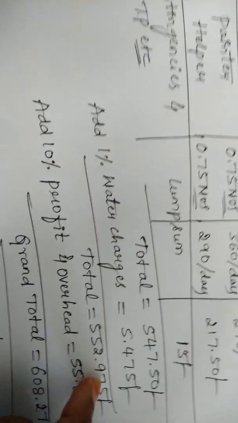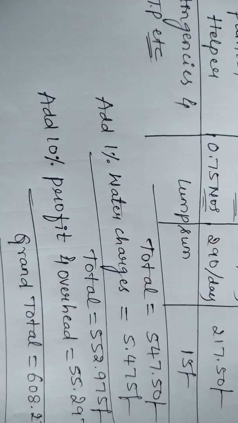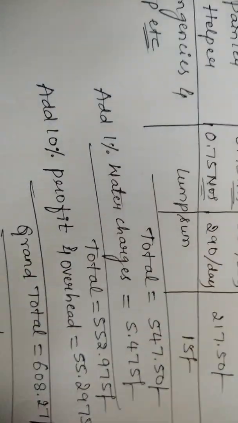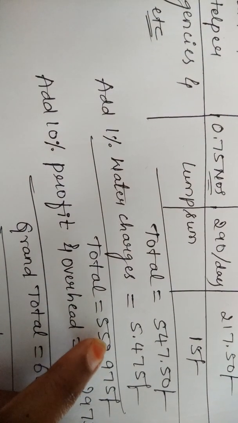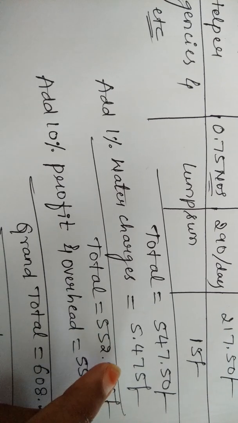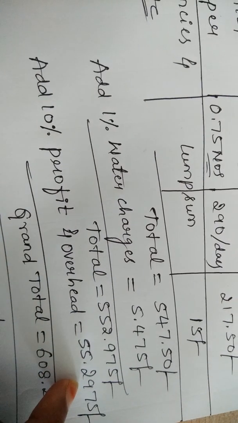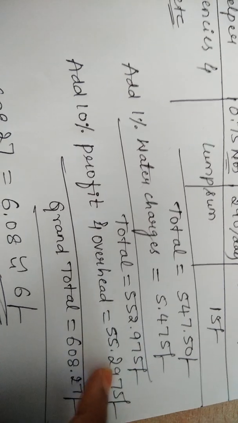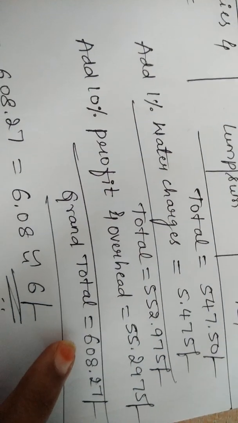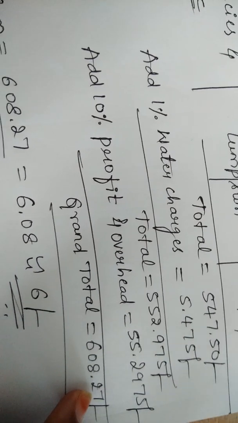So to our new total amount, we have to add the 10% of the profit and the overhead charges. Let us find 10% of this. To find 10%, we have to multiply this value with 10 and divide that by 100. By doing that, we will get a value of 55.2975 rupees. Then to find the grand total amount, we have to add these two amounts. By adding these two things, we will get an amount of 608 rupees 27 paise.